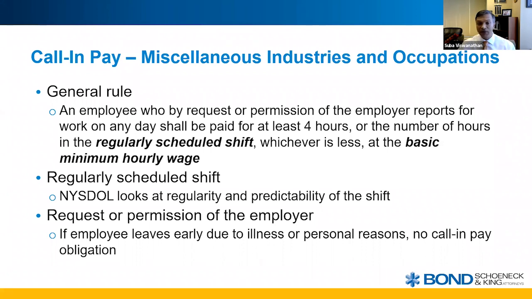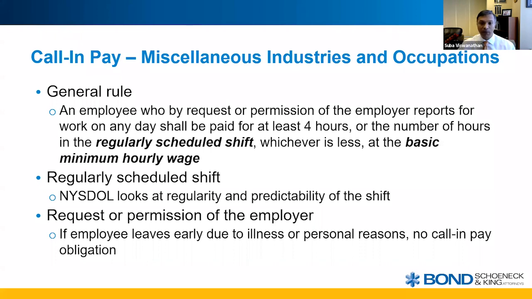So the entitlement to the call-in pay is not at the employee's regular hourly rate. It's simply at the basic minimum hourly wage, which, as we know, in New York City and downstate is $15 an hour, and upstate is $14.20 per hour. It's also either 4 hours or the number of hours in the regularly scheduled shift. Regularly scheduled shift is actually not defined in the miscellaneous industries and occupations wage order.